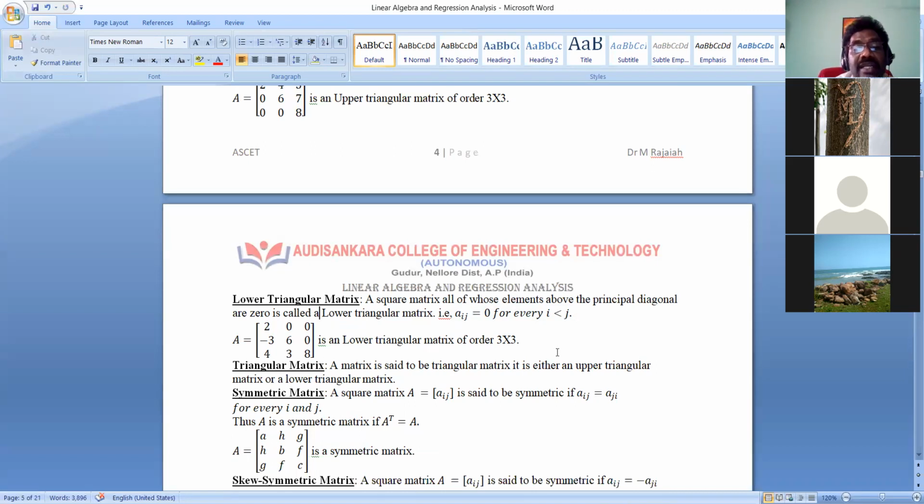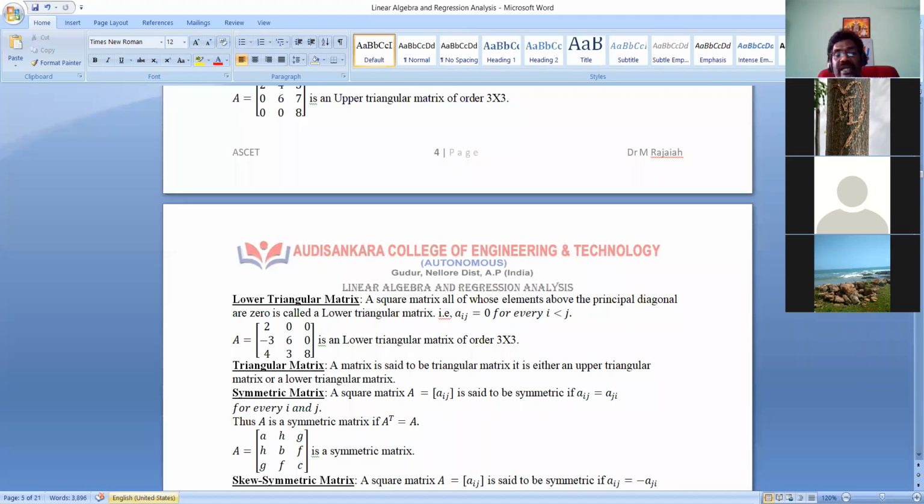Now what about a triangular matrix? A triangular matrix is either a lower triangular matrix or an upper triangular matrix. That is called a triangular matrix.